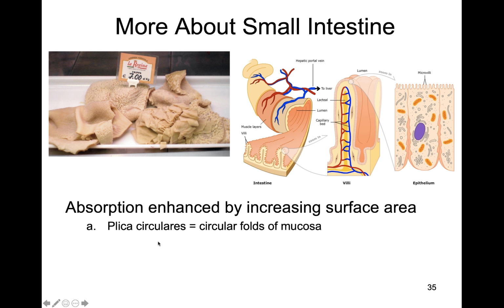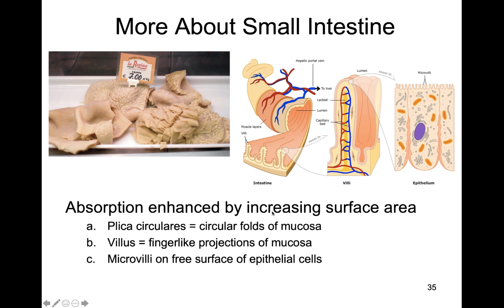In the small intestine, you have these folds called plicae circulares, circular folds of mucosa. On here, this whole thing would be the plicae circulares, and if you zoom in on part of it, that's the villi. Villi are finger-like projections, and on the villi, if you zoom in, you have the microvilli.